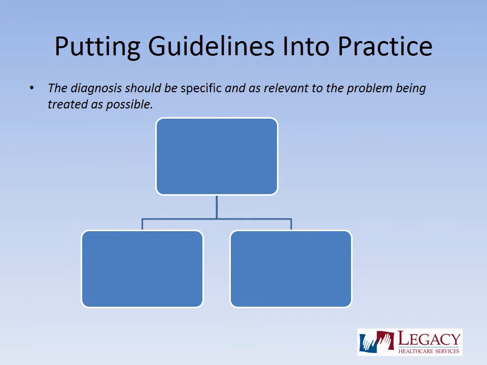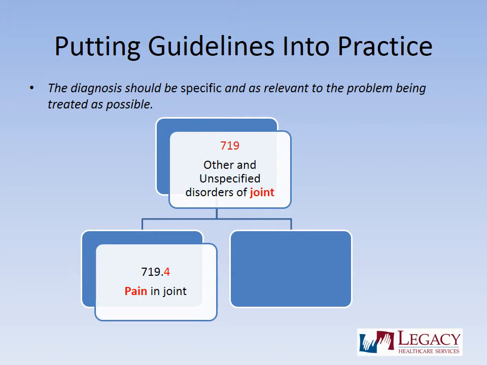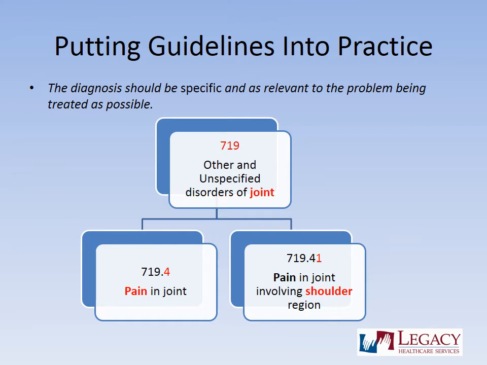Joint disorders is the category heading. The code representing the category contains 3 digits, 7, 1, and 9. The 4th digit indicates the subcategory pain. The 5th digit indicates the specific location, shoulder. A different 5th digit would signify a different anatomical region.